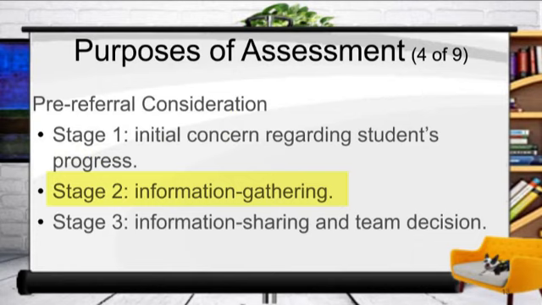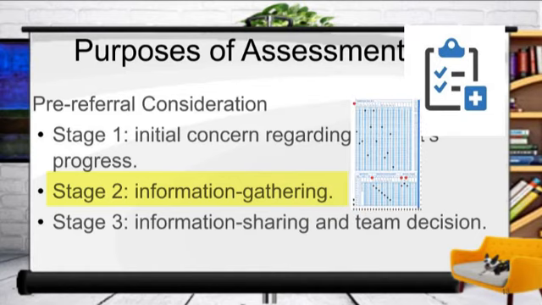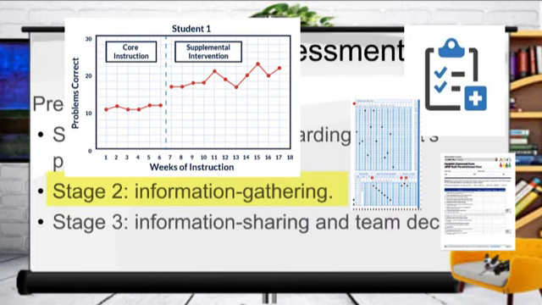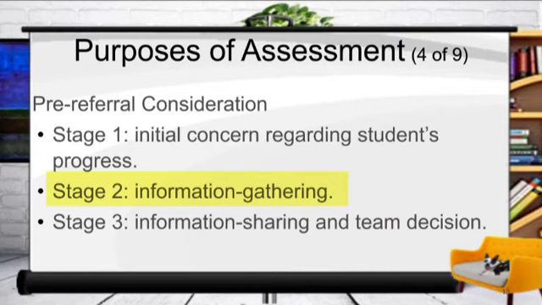Then we move to stage 2, information gathering. In this stage, teachers and parents start gathering information about the student's performance. We want to use this information later on to make some educational decisions. We might get some test data, quiz scores, observations, or interviews from parents. The pre-referral team has to examine the student's educational background, or if the student has behavioral challenges, we have to look at past classroom behavior management techniques that have been implemented and the degree to which they were successful.